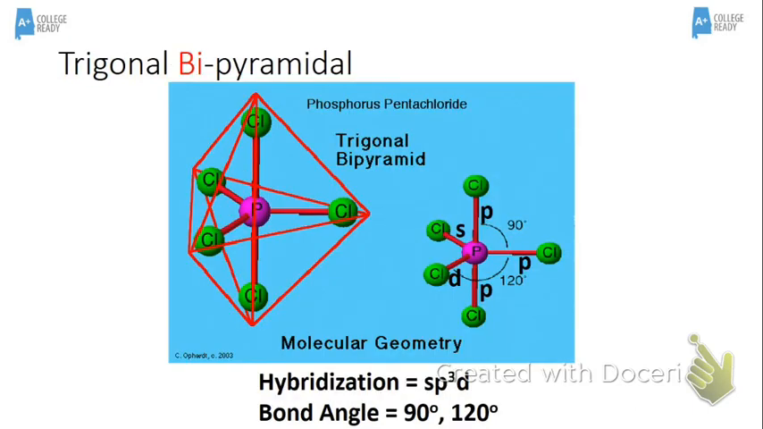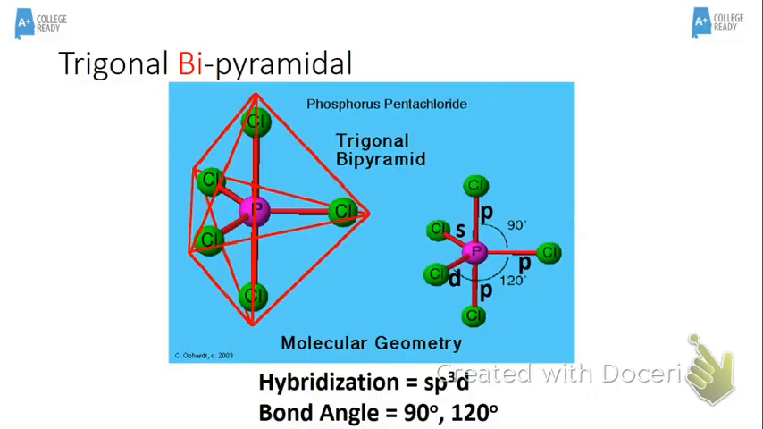Trigonal bipyramidal. This molecule has a hybridization of sp3d. Remember, we only have 3 p orbitals available for use. Once they're all filled up, we have to go into the d orbital. So this has to be an atom which has a d orbital available. If you don't have a d orbital available, then you will not form a trigonal bipyramidal molecule. It has 2 bond angles, 120 and 90 degrees.